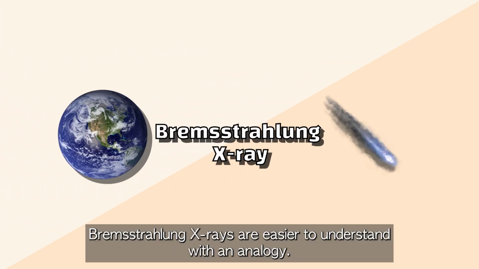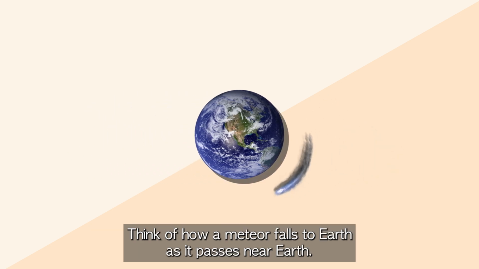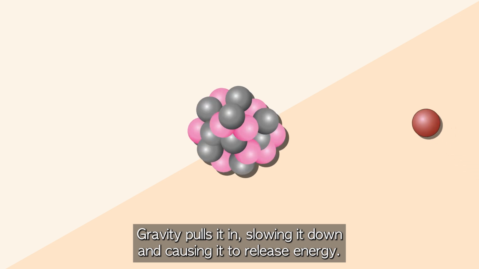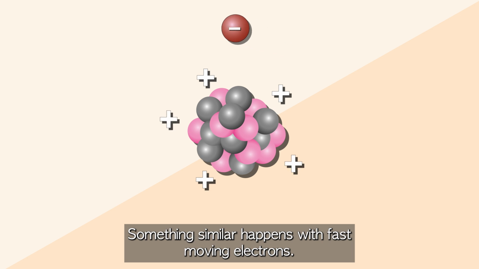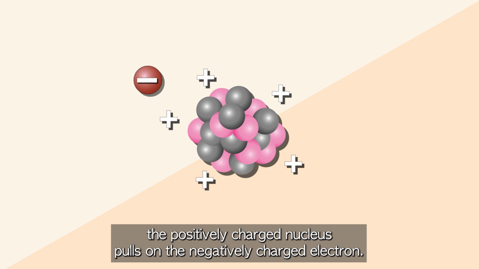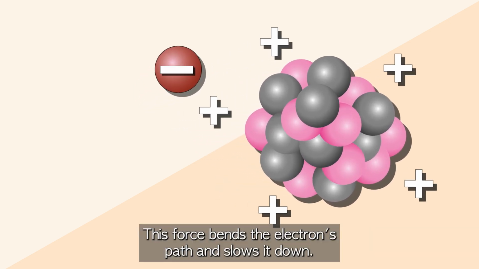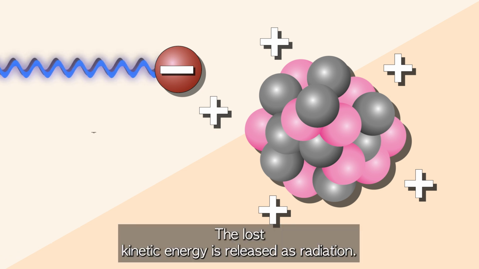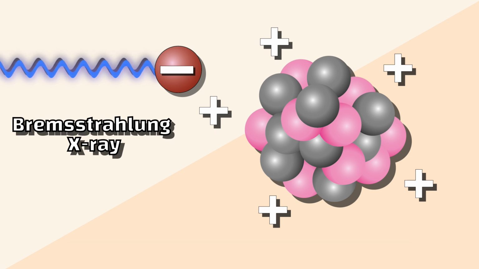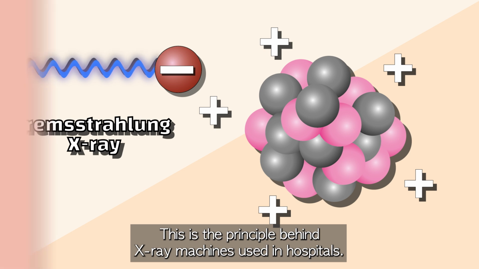Bremsstrahlung X-rays are easier to understand with an analogy. Think of how a meteor falls to Earth. As it passes near Earth, gravity pulls it in, slowing it down and causing it to release energy. Something similar happens with fast-moving electrons. When a high-speed electron passes near a nucleus, the positively charged nucleus pulls on the negatively charged electron. This force bends the electron's path and slows it down. The lost kinetic energy is released as radiation. This emitted energy is called a Bremsstrahlung X-ray. This is the principle behind X-ray machines used in hospitals.